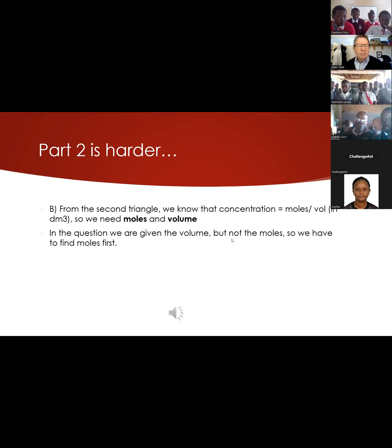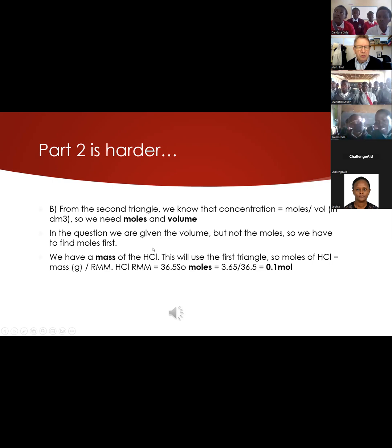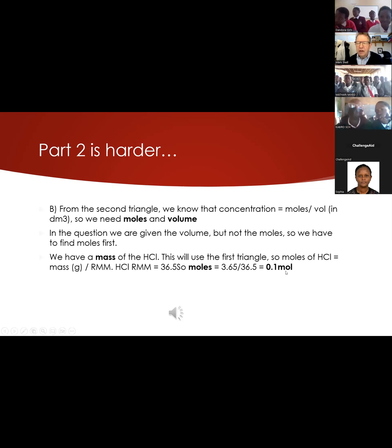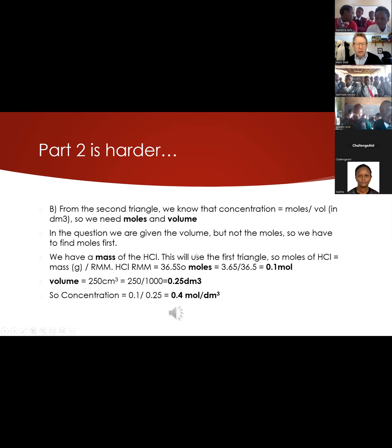So from the second triangle, we know that concentration is moles over the volume in cubic decimeters. So we need the moles and the volume, and we're given the volume but not the moles. That's where the 3.65 comes in. We use the first triangle for that, so we can find the moles: 3.65 divided by 36.5 is 0.1 moles. 0.1 then goes over the volume, 25 over 1,000, which is 0.25. So it's 0.1 over 0.25, which is 0.4. Well done to everybody who did that.